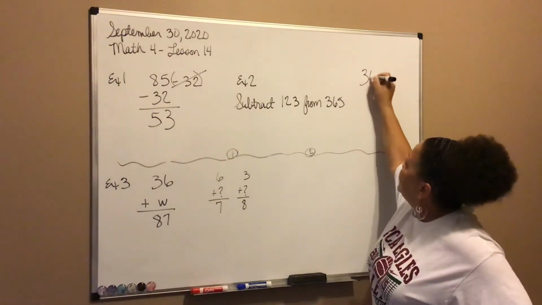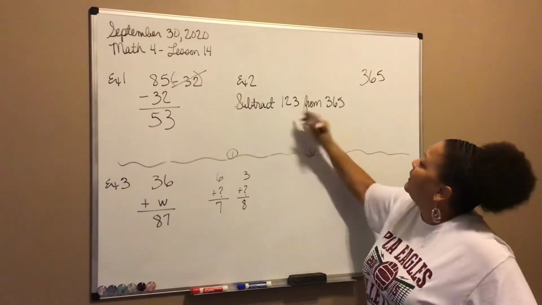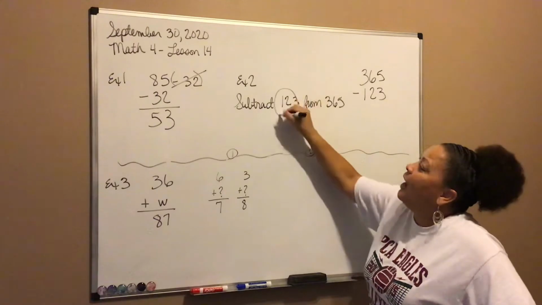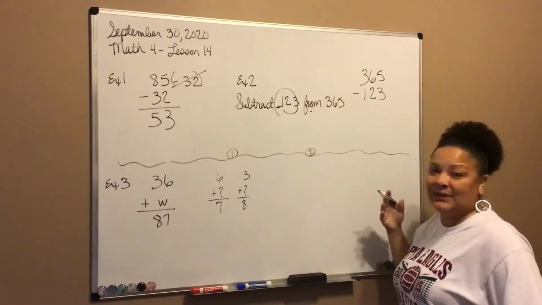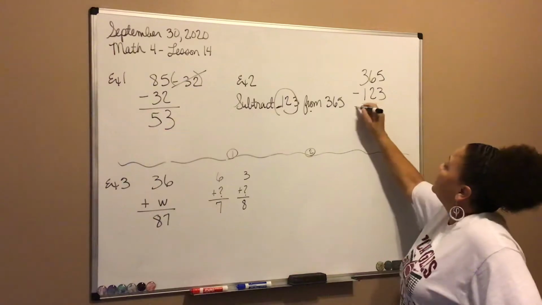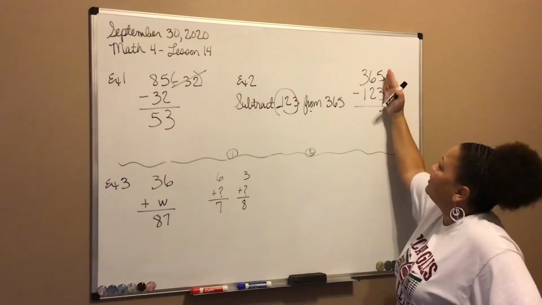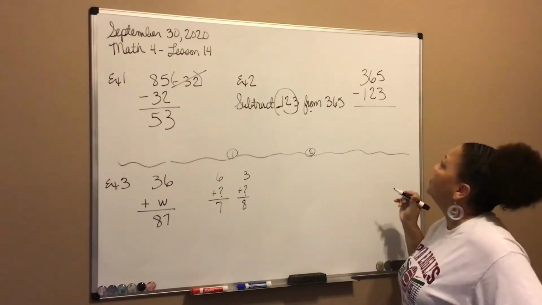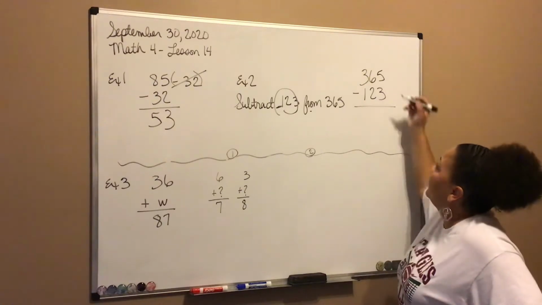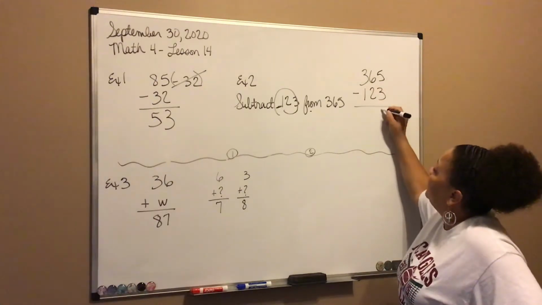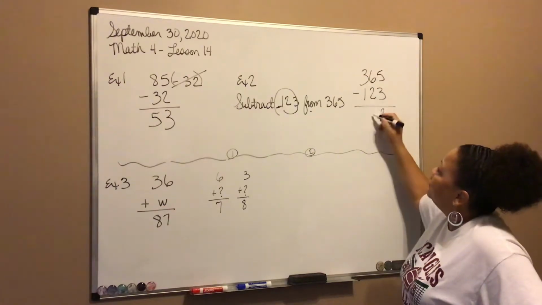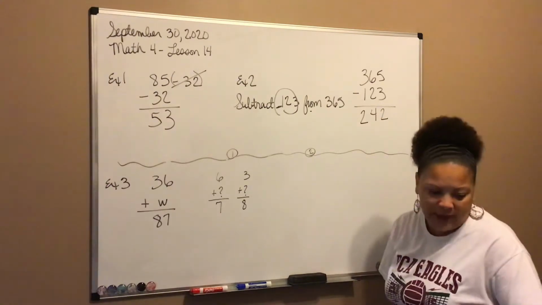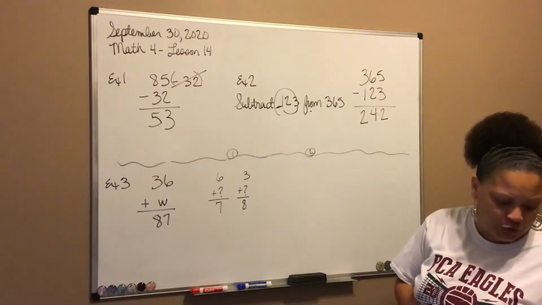So we'll have 365 minus 123, okay? Because we're taking 123 away from 365. Does that make sense? Okay, so in order to work this, again, remember, 1's place lined up, 10's place lined up, 100's place lined up. We always want to line up our place values. Okay, so 5 minus 3 is 2, 6 minus 2 is 4, 3 minus 1 is 2. So our answer for that should come out to be 242.